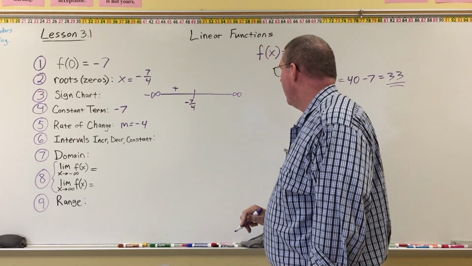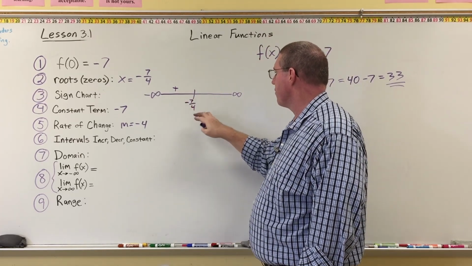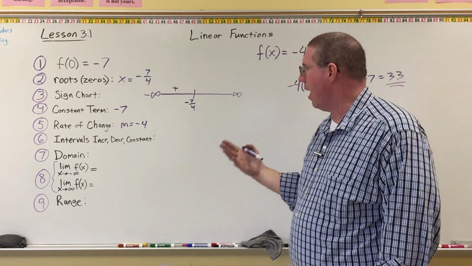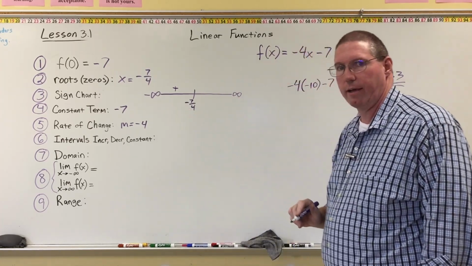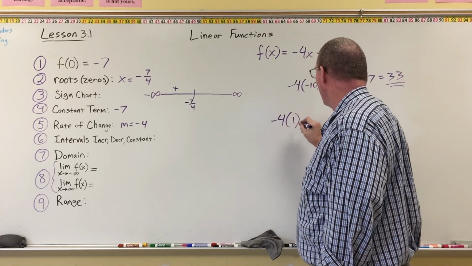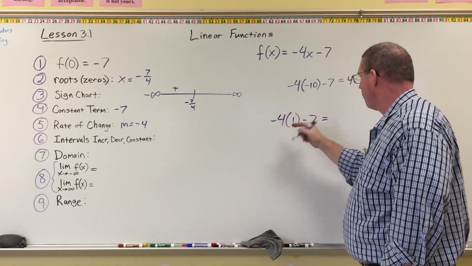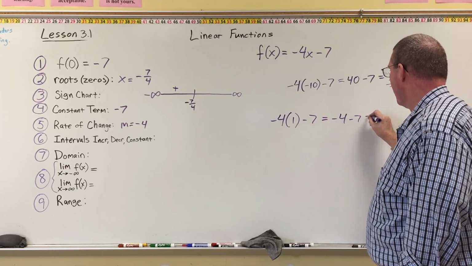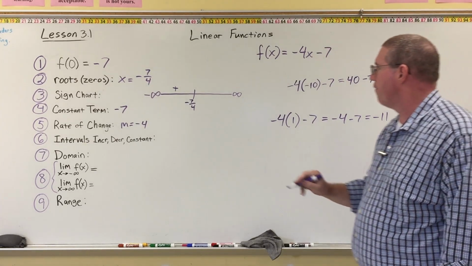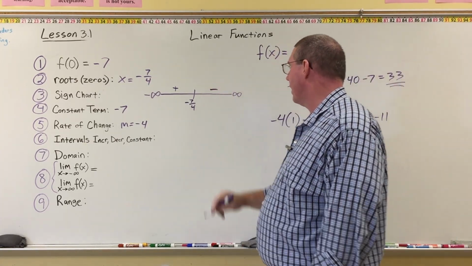and therefore we can put a plus over here. Now we need a number larger than negative 7 over 4, and let's say, how about 1? Any positive number is larger than negative 7 over 4, so we can do negative 4 times 1 minus 7. Well, negative 4 times 1 is negative 4, minus 7. Negative 4 minus 7 is negative 11. It's a negative number. Therefore, on this segment, we're going to put a negative.